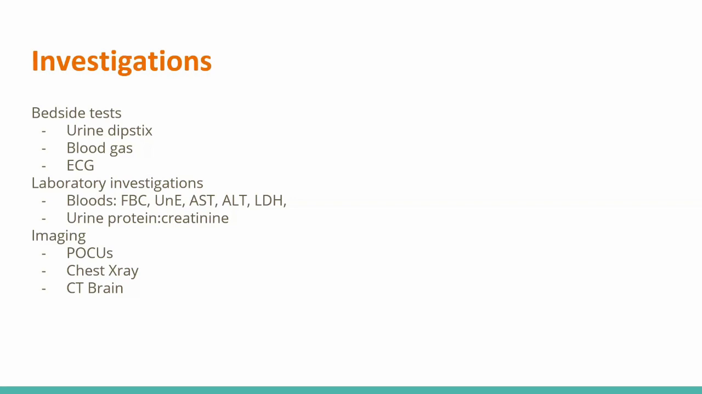And then blood investigations: we do the PET bloods, which is FBC, U&E, AST, ALT, and LDH, especially in cases where obstetrics might put the patient directly to theatre from us. So we try and get those bloods done as soon as possible. We can also consider doing a urine protein creatinine ratio, but that's usually done by obstetrics themselves. In terms of imaging, downstairs we can do the POCUS, have a look at the fetus as well, and consider chest x-ray and CT brain, especially in terms of looking at other differential diagnoses.